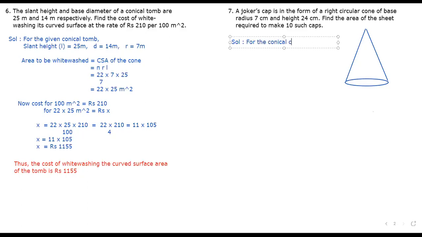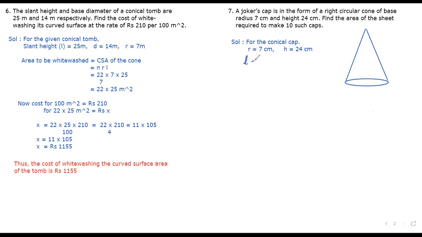Solution. For the conical cap, what is given? Radius is equal to 7 centimeters, and height is given 24 centimeters. What do we have to find out first in order to find out the CSA? Slant height L.